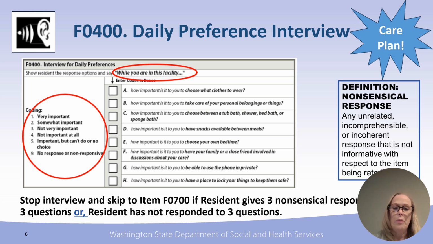So again, you're going to go through how important is it for you to choose what clothes to wear, take care of your personal belongings or things, choose between a tub bath, shower, bed bath, sponge bath, have snacks available between meals, choose your own bedtime, have your family or close friends involved in discussions about your care, be able to use the phone in private, have a place to lock your things and keep them safe.